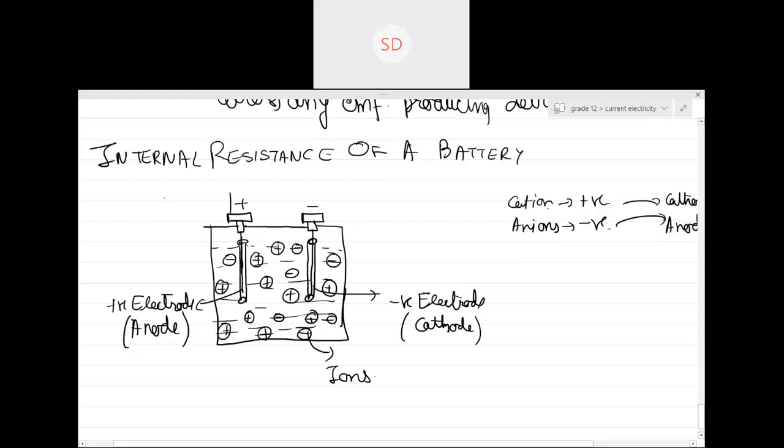Whenever this is connected to a circuit, electrons will start transferring, right? The electrons will go from the negative terminal like this, come to the positive terminal, go into the solution, and then travel from here to here. During their travel inside the cell, will they be subjected to collisions with the different ions? Yes.